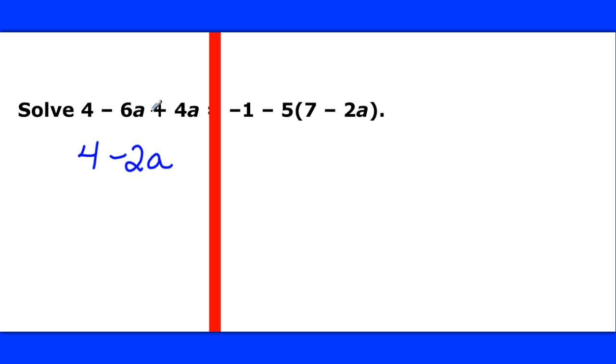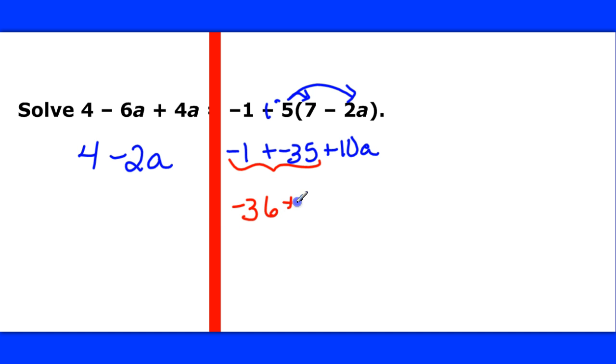Go to the right-hand side of the wall. I see the distributive property here. I see subtraction in front of it, so I'm going to change that to plus the opposite, and now I'm going to distribute. So negative 5 times 7 is negative 35, and negative 5 times negative 2a is a positive 10a. I still have the negative 1 in the front. These two are like terms, so those can go together to give me negative 36 plus 10a, and then this side is still 4 minus 2a.